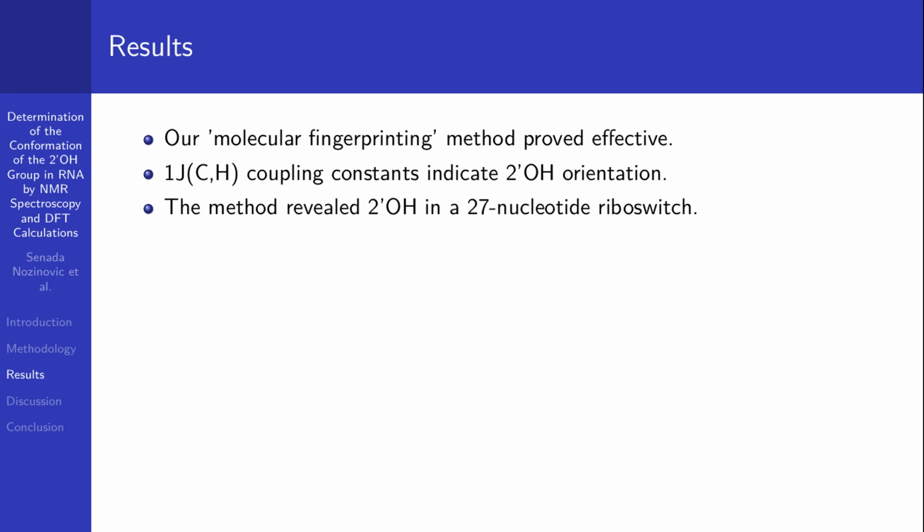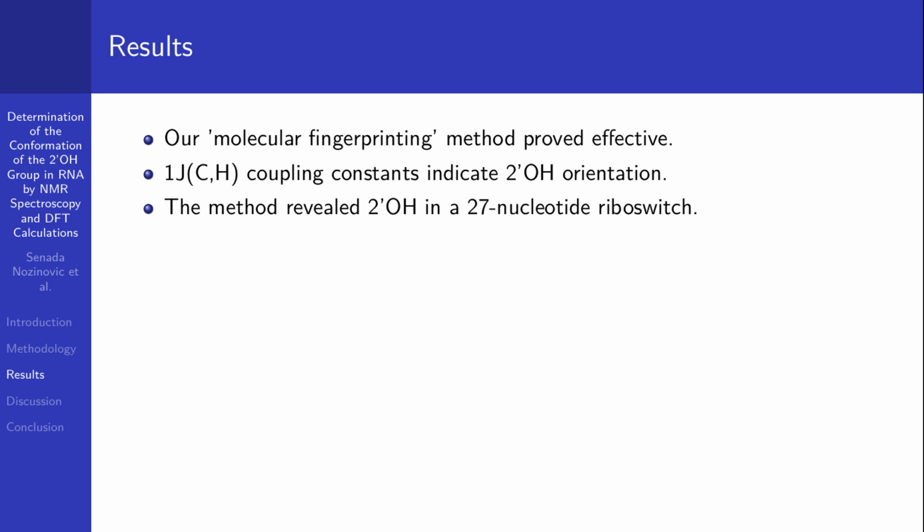And the results were truly exciting. Our molecular fingerprinting method proved to be incredibly effective. We found that these 1-JC coupling constants are highly sensitive to the exact orientation of the 2OH group, acting like a precise compass for its position. By comparing our experimental NMR data with the predictions from our computer models, we could accurately determine the 2OH group's conformation in various RNA molecules.